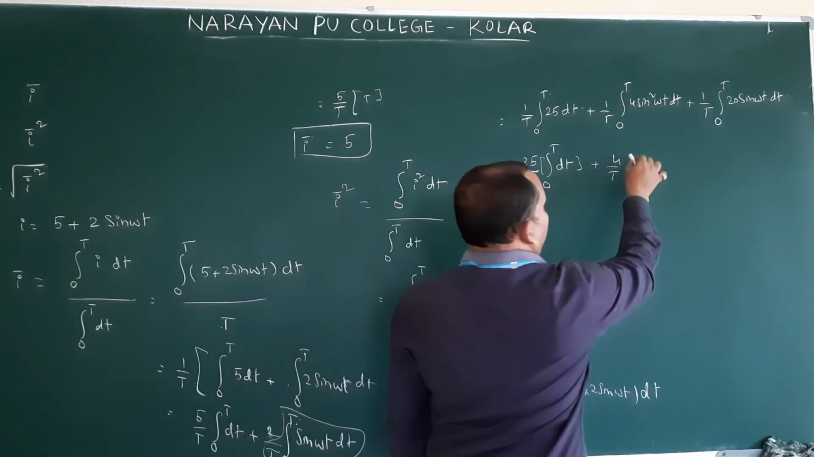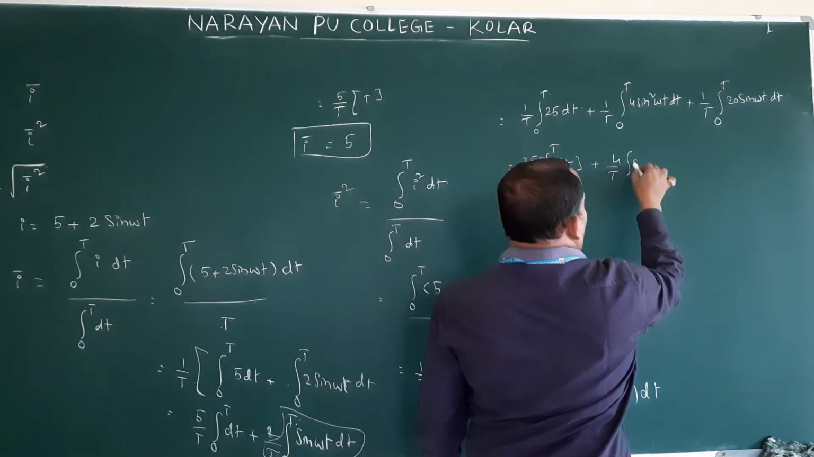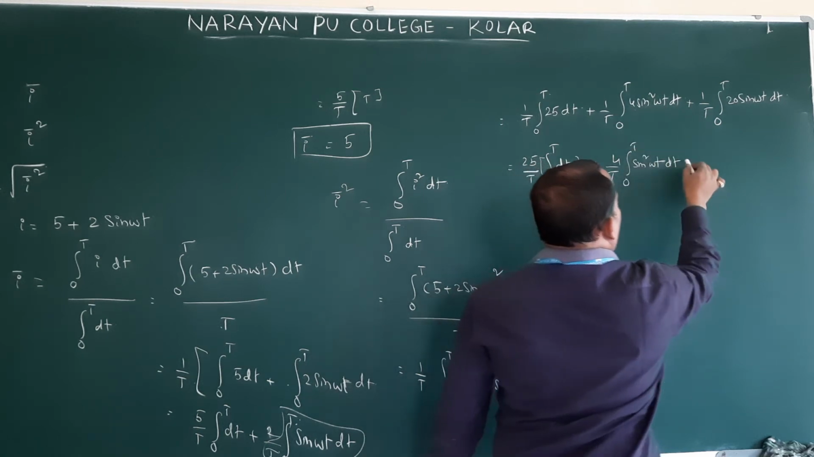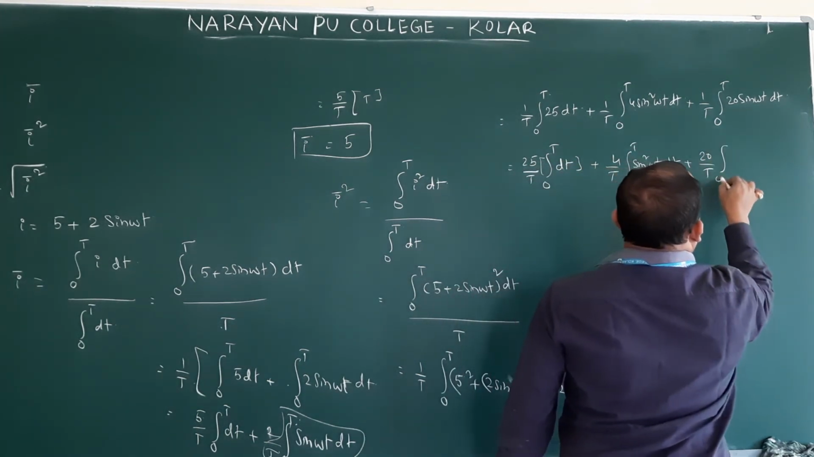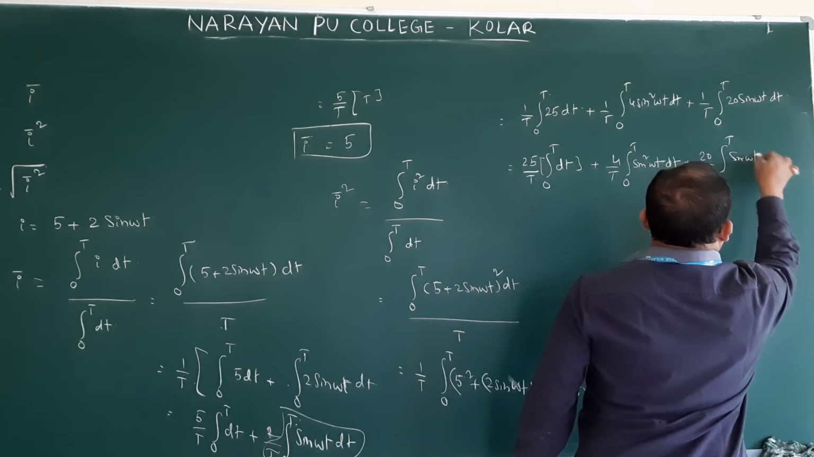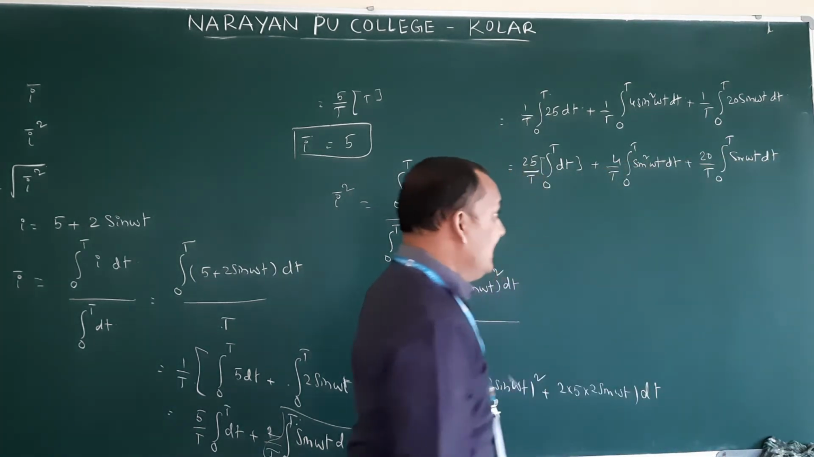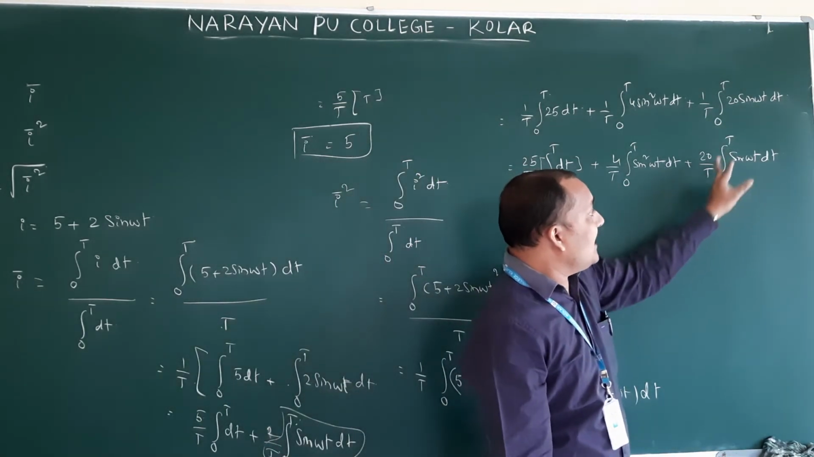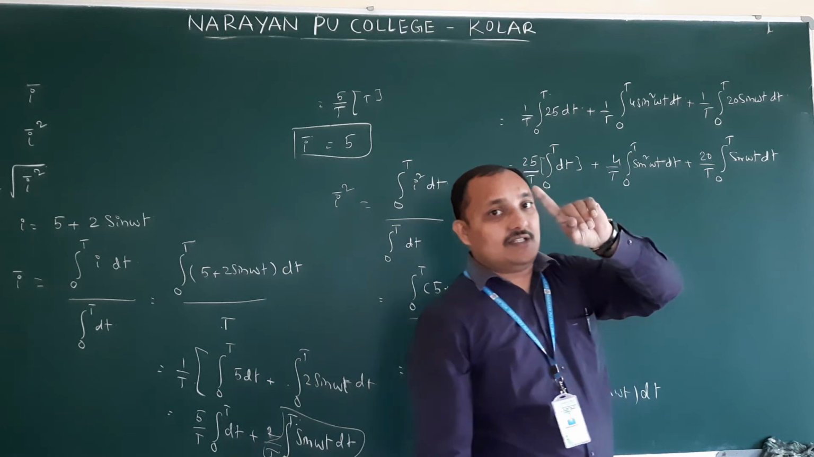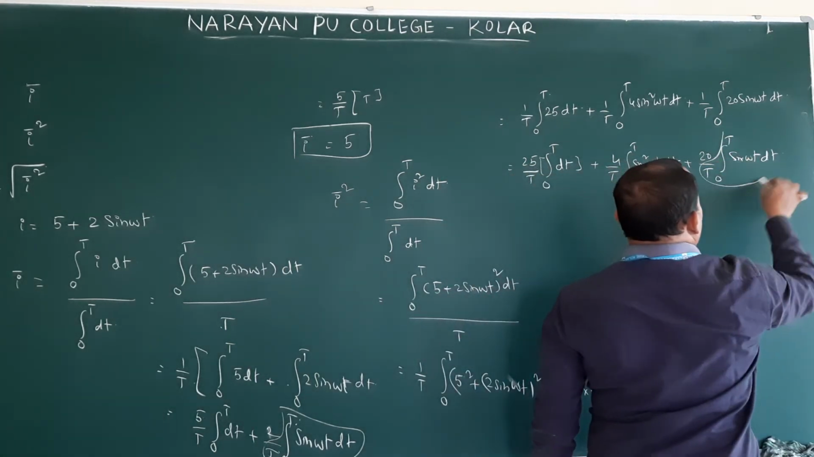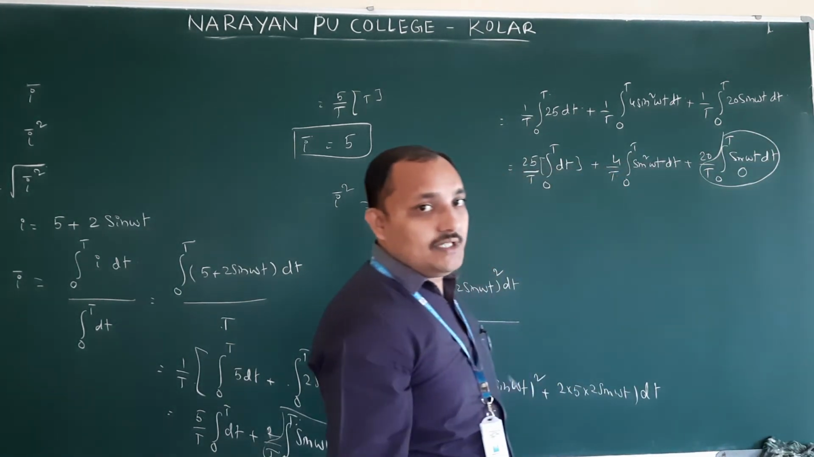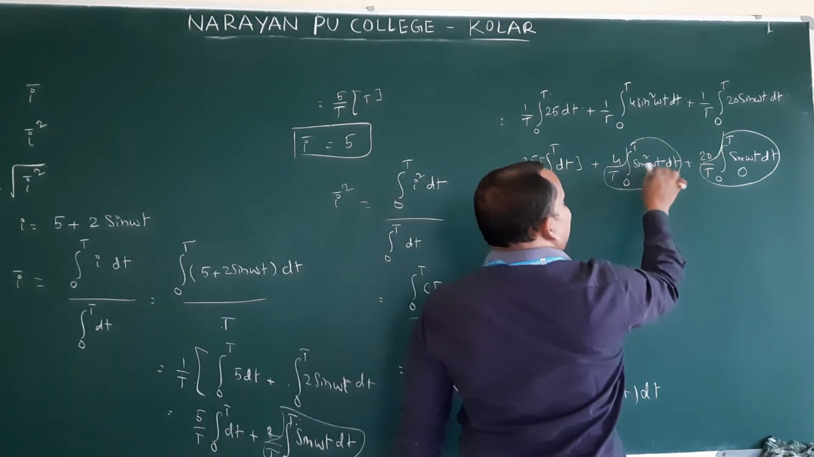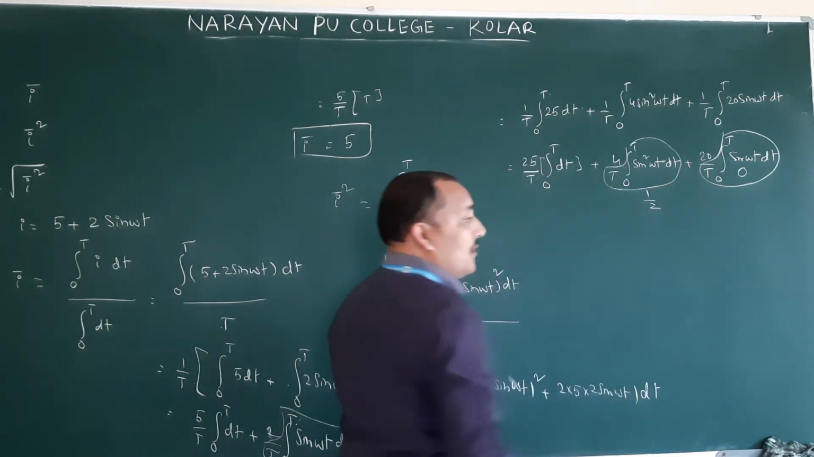So 1 by t, integral of sin square omega t dt, plus 20 by t, integral 0 to t of sin omega t dt. So now we discuss both, which we got at a time. Integral 0 to t of 1 by t sin omega t, its value is 0. Therefore this term is going to become 0, isn't it? Next, 1 by t integral 0 to t of sin square omega t, its value is 1 by 2. Correct?